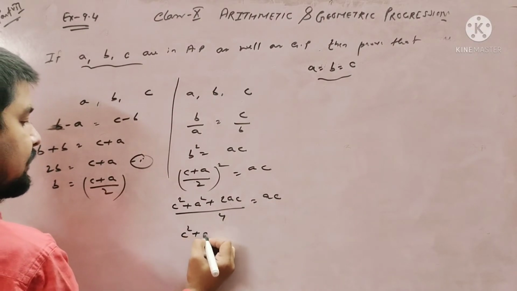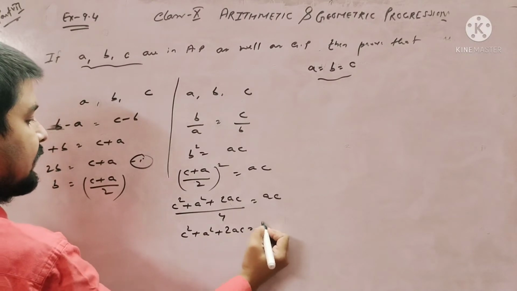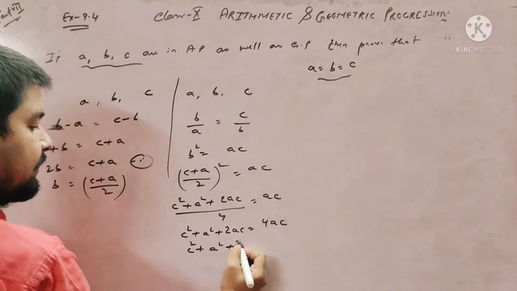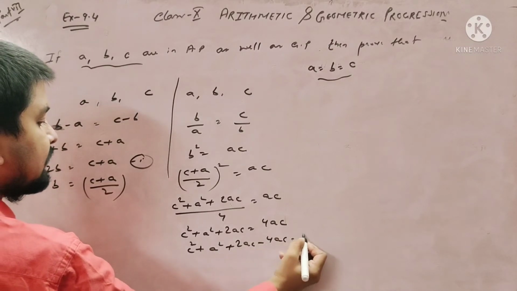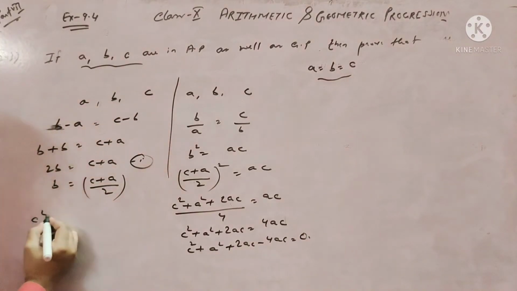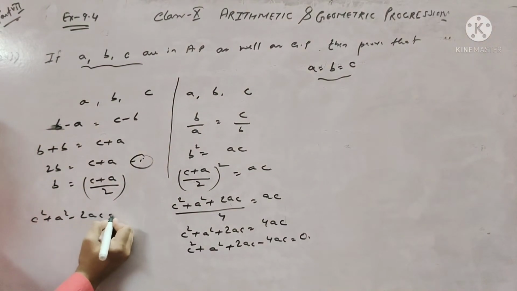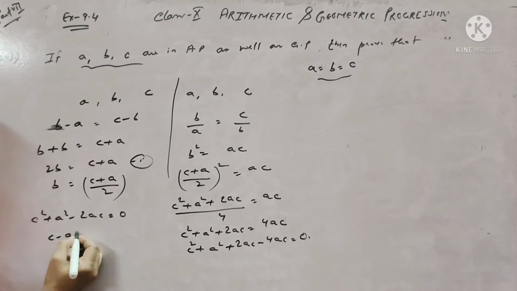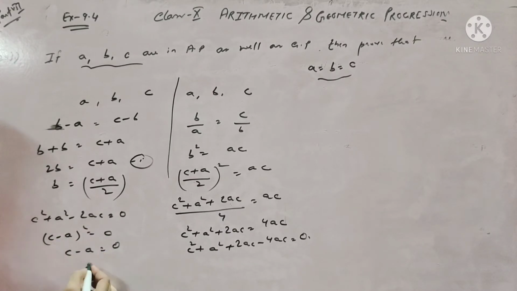AC. C square plus A square plus 2AC equals 4AC. So C square plus A square plus 2AC minus 4AC equals 0. That means what? C square plus A square minus 2AC equals 0. You see, this is the formula of C minus A whole square equals 0. That means C minus A equals 0. Therefore, C equals A. We find out the value of C equals A.